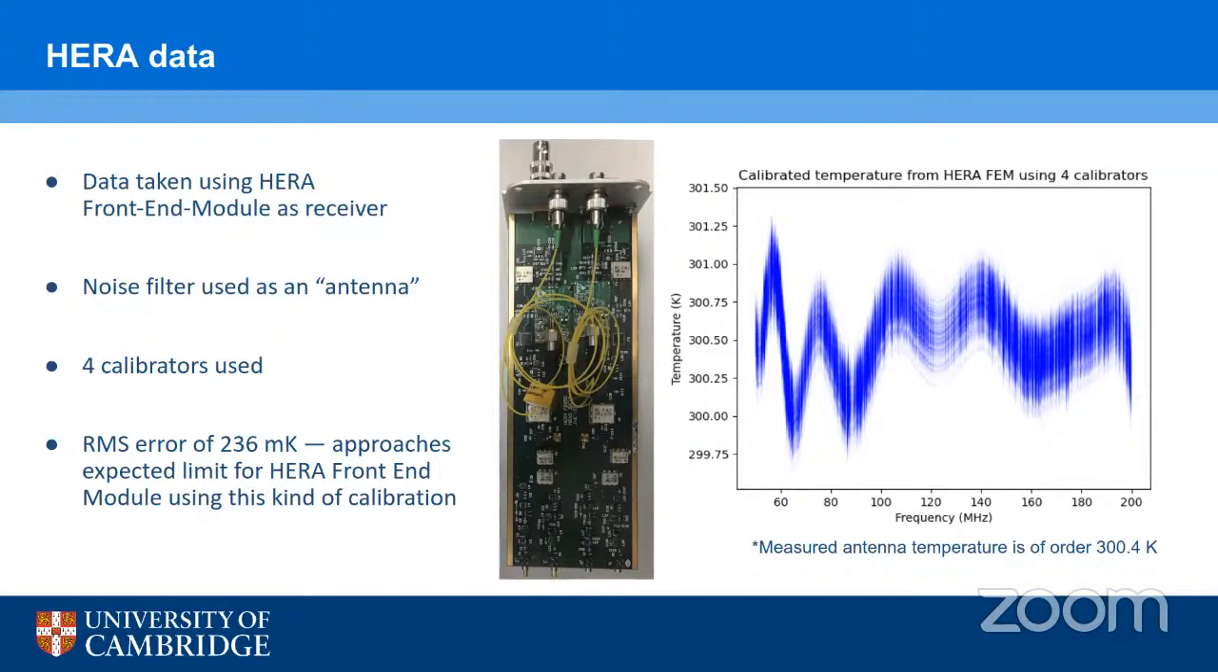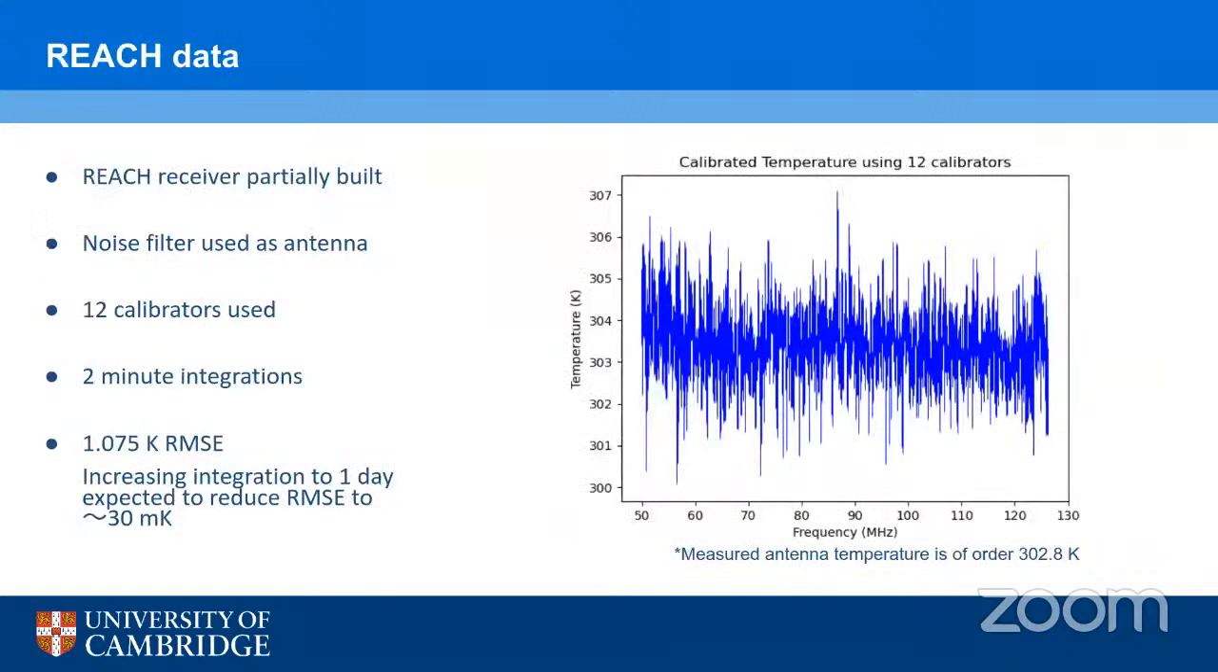Now, there is some structure to be seen on the right in our calibration solution, but this structure is within error, so I hesitate to overinterpret this chromaticity as of now, especially considering our next plot, which is our results on the partially built REACH receiver.